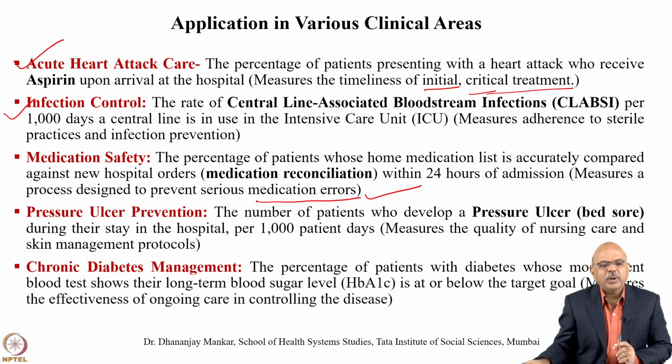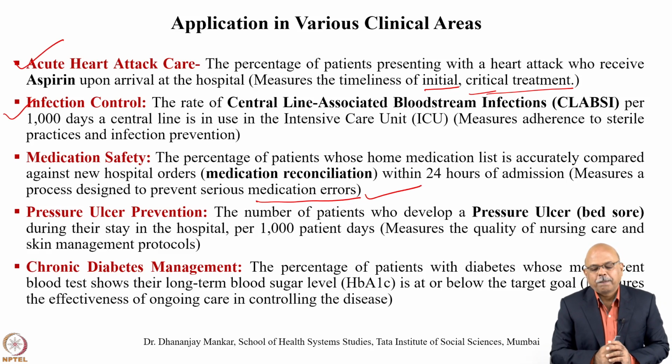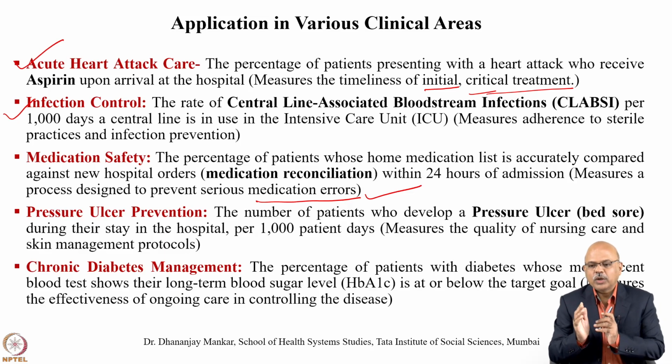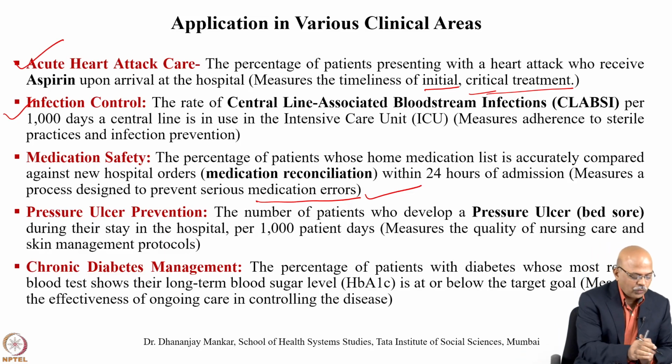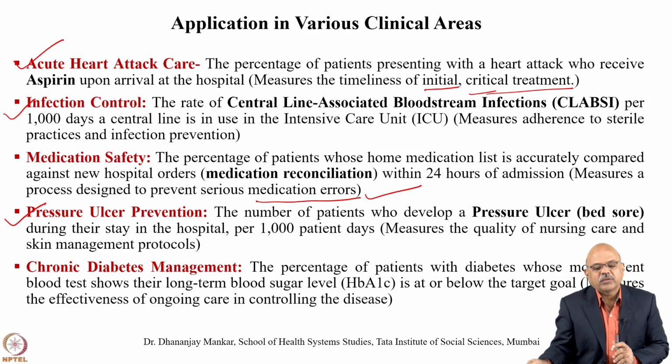Okay. The next example is pressure ulcer prevention. You may come across many cases in your hospital where you see patients developing bed sores. To improve this, you may work on developing an indicator: the number of patients who develop a pressure sore, or you may say a bed sore, during the stay in the hospital per 1000 patient days. It measures the quality of nursing care given to them, the quality of care delivered with respect to infection, and even the skin management protocol. This might be very beneficial to reduce the number of patients suffering from this condition.